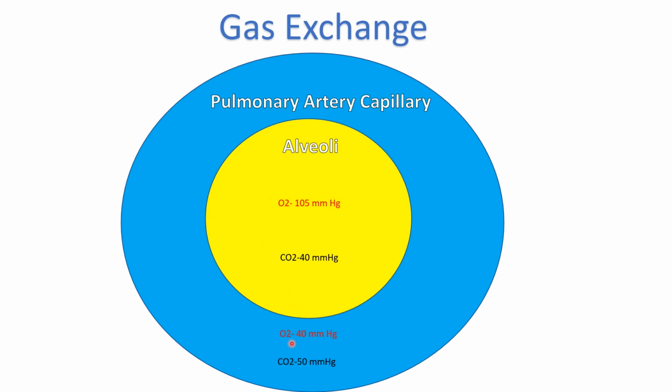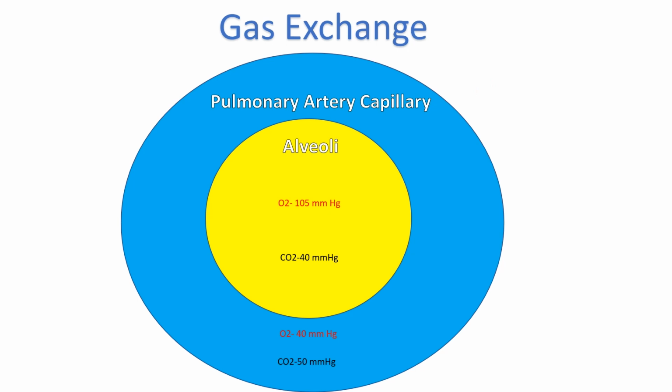All right, now let's look at the pulmonary artery capillary. You know the pulmonary artery is carrying deoxygenated blood, which means that it is lower in oxygen concentration, right? So which is 40 millimeters of mercury. So what happens during diffusion? Diffusion is the movement of particles from the higher concentration to the lower concentration. Now we know the higher concentration is in the alveoli, so the oxygen from the alveoli is going to move into the pulmonary artery, which is low in oxygen.